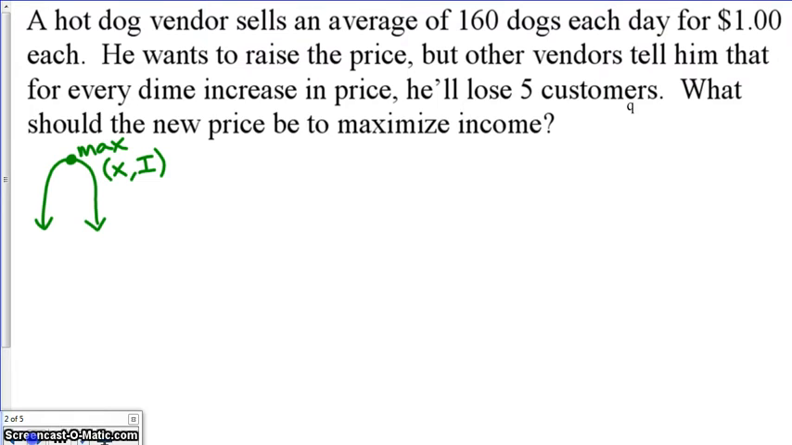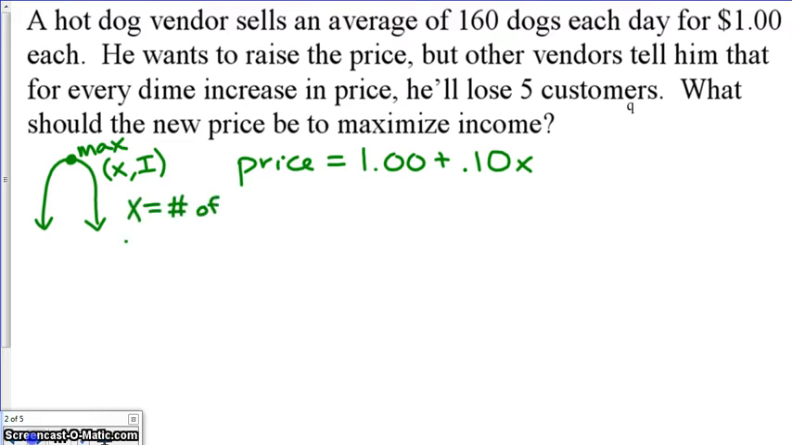Let's write our equations. The price. Well, the price of a hot dog is $1, but we're going to add a dime or more. We don't know how many 10-cent increases we're going to have, so X is going to stand for the number of dime increases.